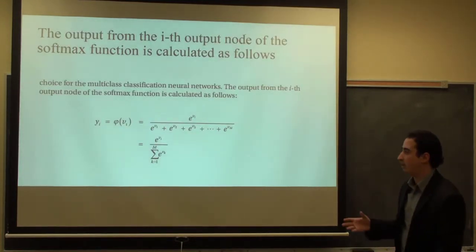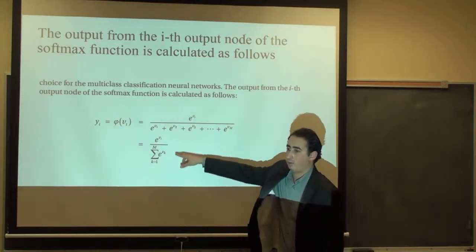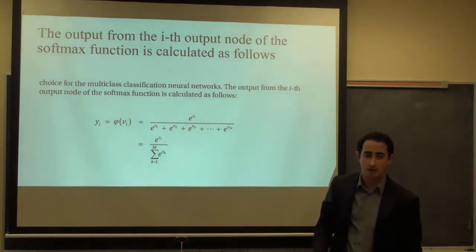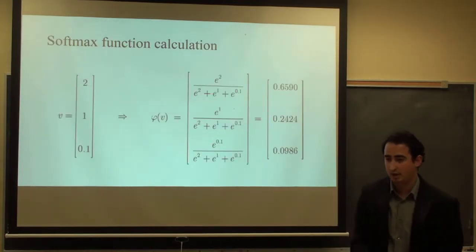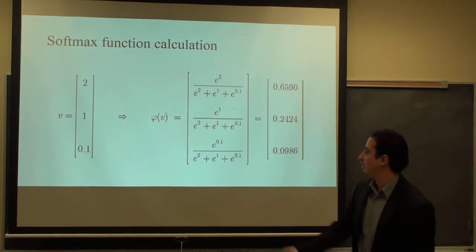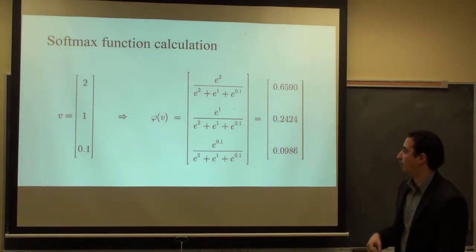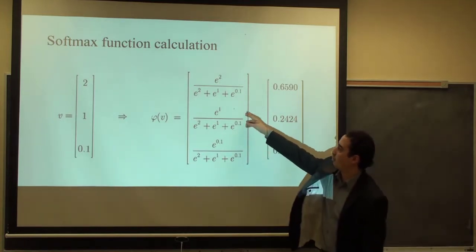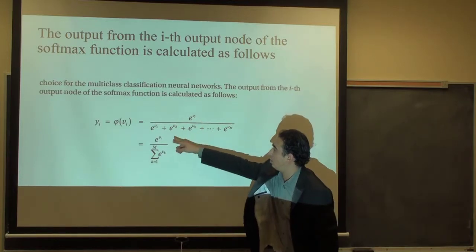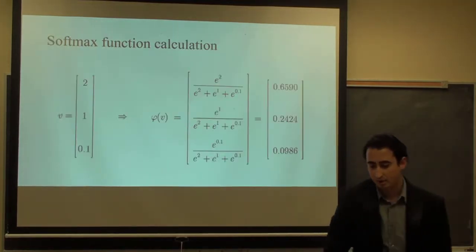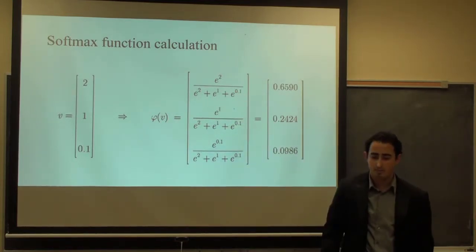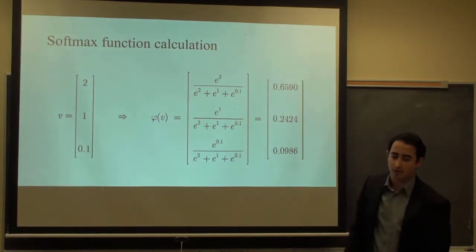If we look at it in other words, the sum is the exponential of all the local fields that we have. And we're going to have a real example here. If we have 3 outputs on the local field, say 2, 1, and 0.1, then we put in the formula: the exponential of each value over the sum of all of them. That's the vector that we get.